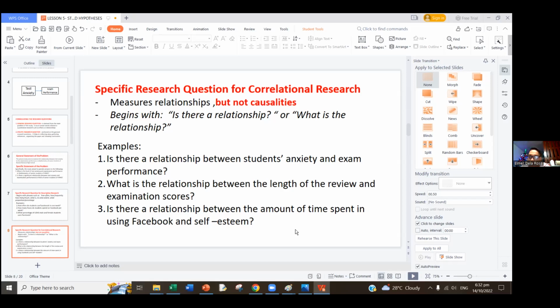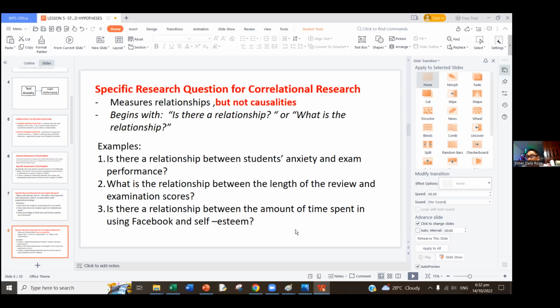So dalawang variables na sinukat mo using two different measures, and you want to find out whether a linear relationship exists, pwedeng positive related, pwedeng negative related, or pwedeng no relationship. But the template that we usually do is we start with, is there a relationship? And of course, the answer there is not discrete na yes or no.